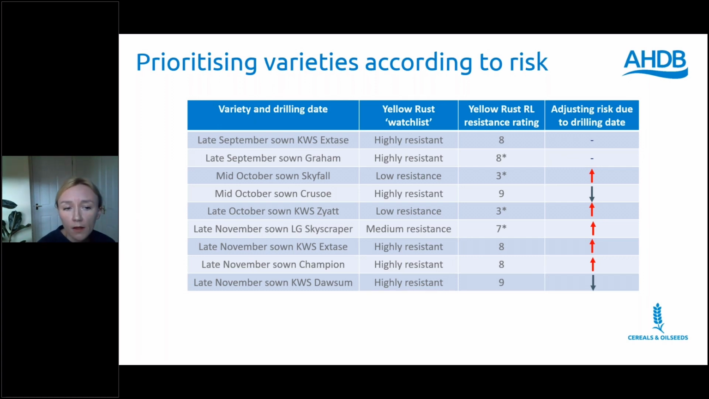So how do you think about which ones to deprioritize? Looking at things like Crusoe and Dawson, which are both highly resistant according to the AHDB watch list and have resistance ratings of 9, you can probably deprioritize those. And this is a very realistic situation.